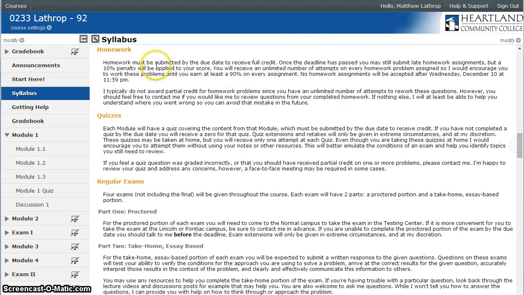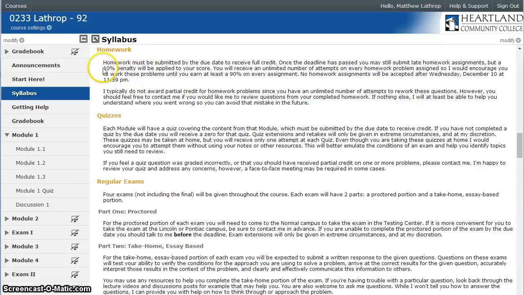So in addition to the discussion questions, you're also going to have homework and quizzes that will be assigned. I'm going to talk about each of these items briefly, but you should definitely come back and read through these thoroughly so you know what's going to be required. Every module will run from Monday to Monday, with homework assignments being due at 11:59 p.m. on whatever that due date is.